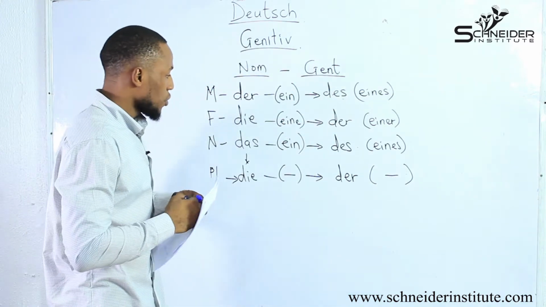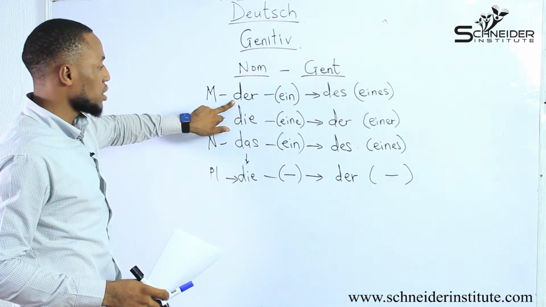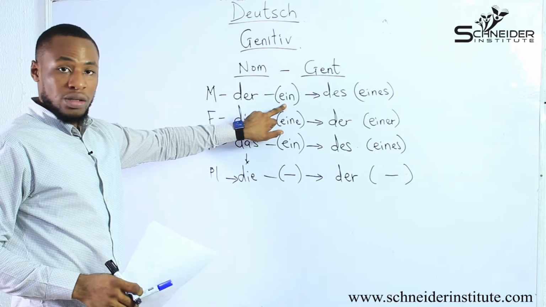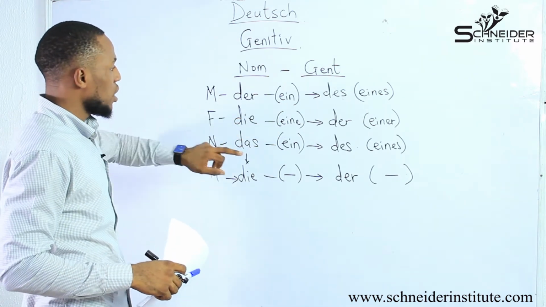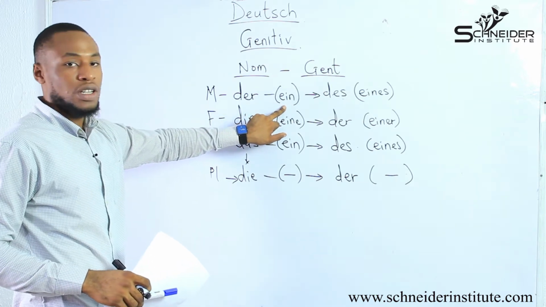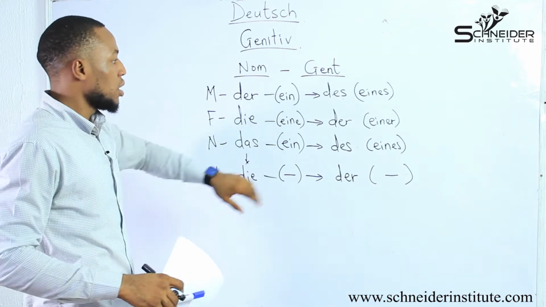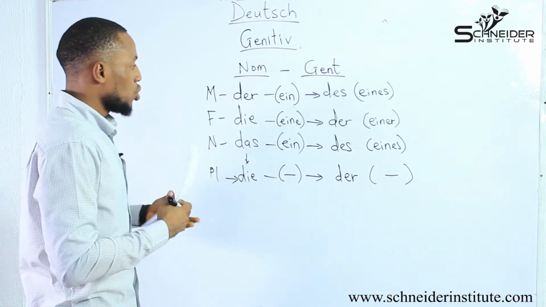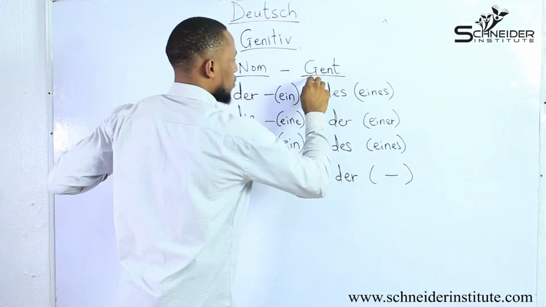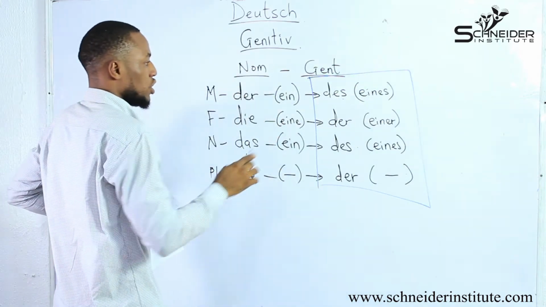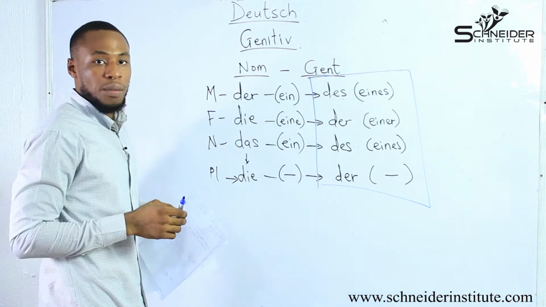Don't forget that. Okay, now here we have der, the masculine article, and ein, the masculine indefinite article. Don't forget that this is the definite article, and over here we have the indefinite article, bestimmter Artikel und unbestimmter Artikel, and the same applies to this. So over here I have the definite and indefinite article for the genitive case.